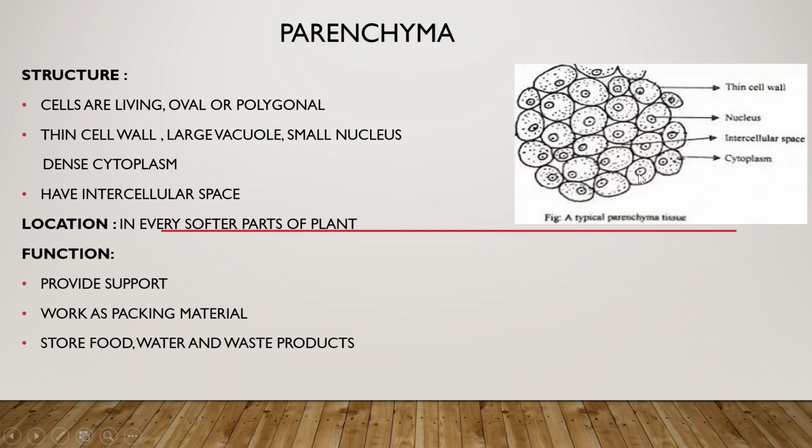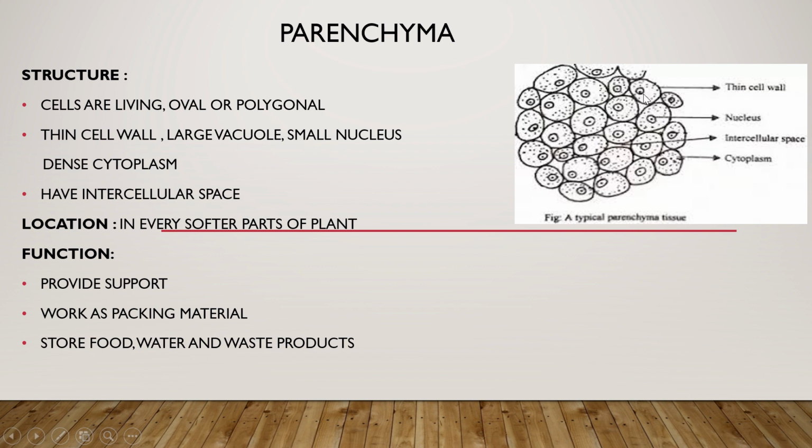Here, as you can see, the cells are oval or polygonal in shape. They can be oval, round, or polygonal in shape. The characteristic feature of parenchyma is that these cells are living cells. So the parenchymatous tissues are made up of living cells, and the cell wall of the cell is thin.